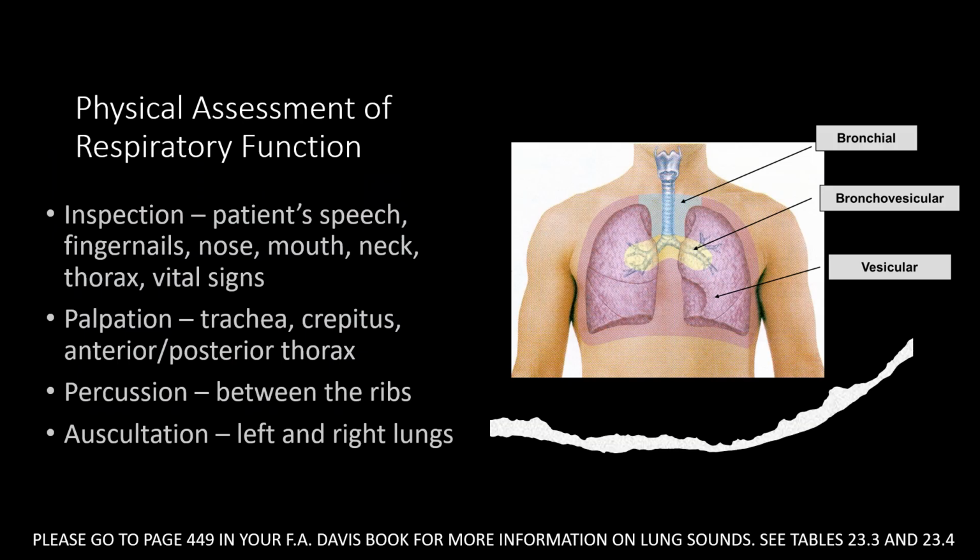In addition to obtaining their history, we also need to do our physical assessment. Inspection is the first step in the assessment of the respiratory system. Abnormalities in the patient's level of consciousness and orientation can indicate hypoxia. During inspection, we should assess the patient's speech. The patient should be able to speak freely and in full and complete sentences. If they have respiratory distress, they may not be able to do that.